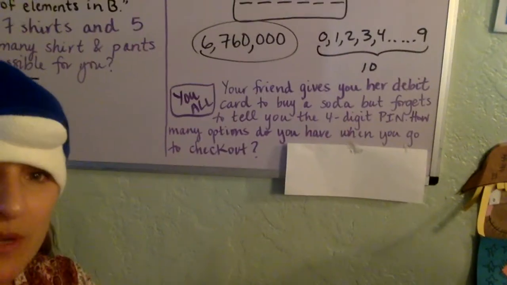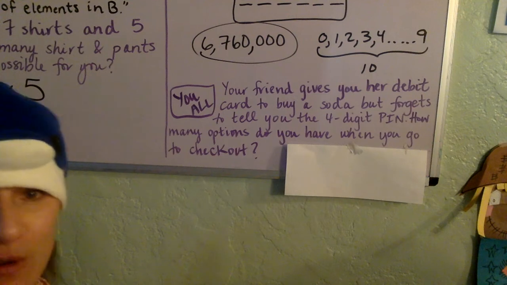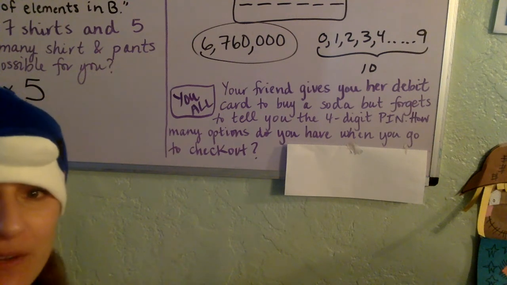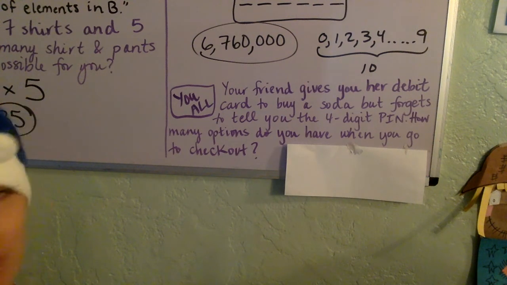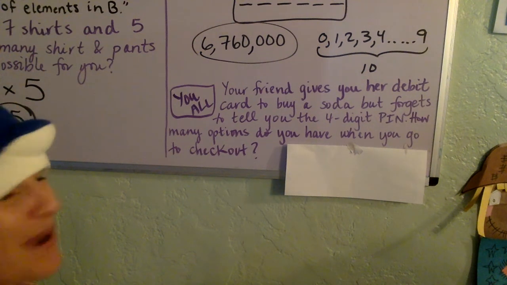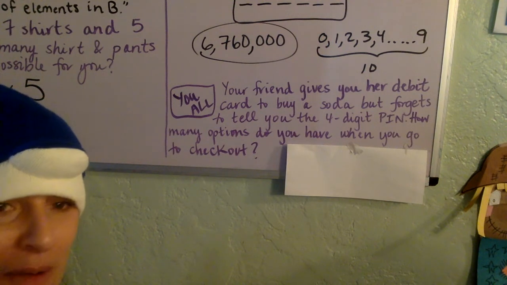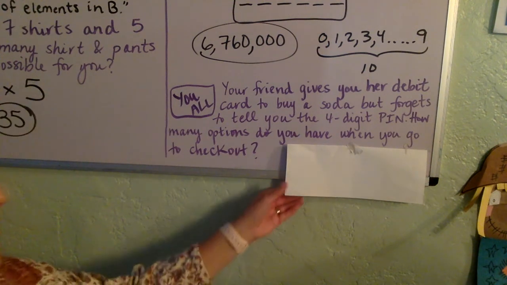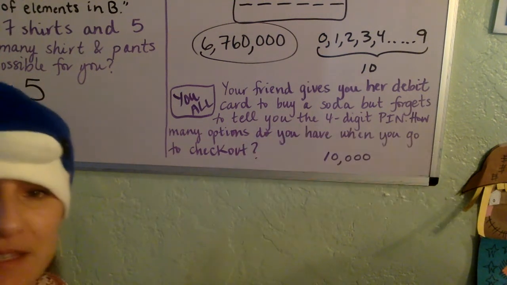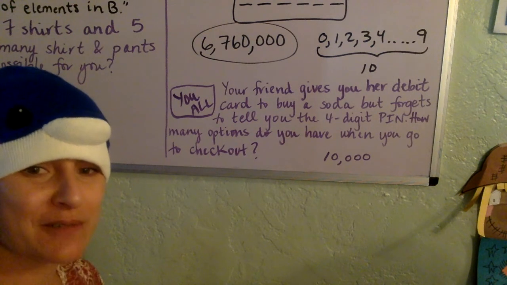Alrighty, so this will bring us to our last one. See if you can figure this one out. Your friend gives you her debit card to go buy a soda. She forgets to tell you her 4-digit PIN. So when you go to the register, how many possible choices do you have? Okay, see if you can figure this one out. Pause it for a second. And the answer is, of course, you have 10,000 possible choices you're going to need to run through and try.